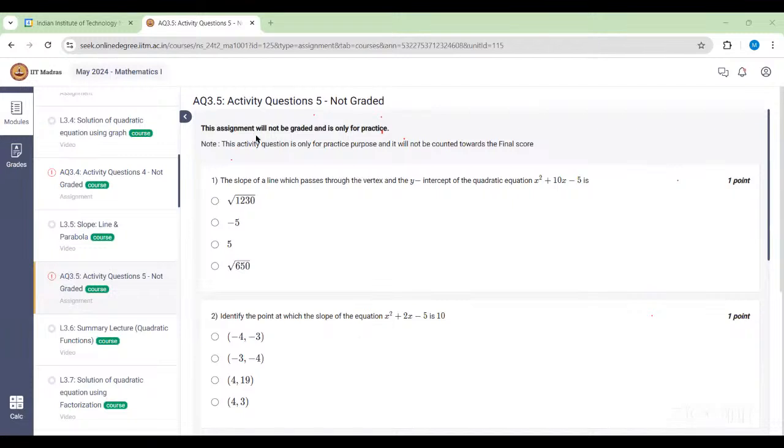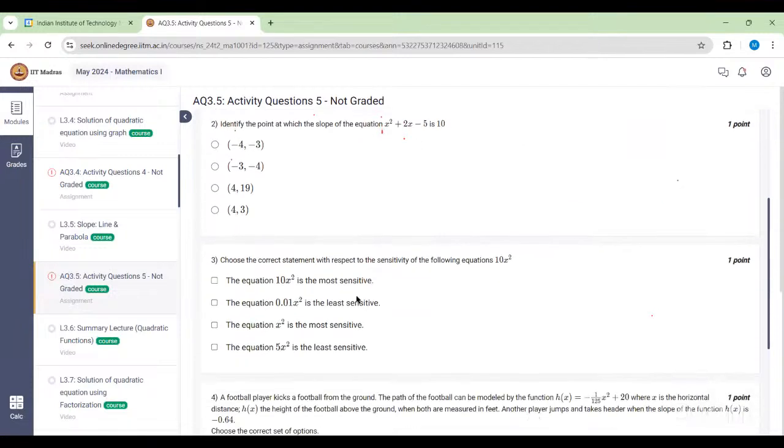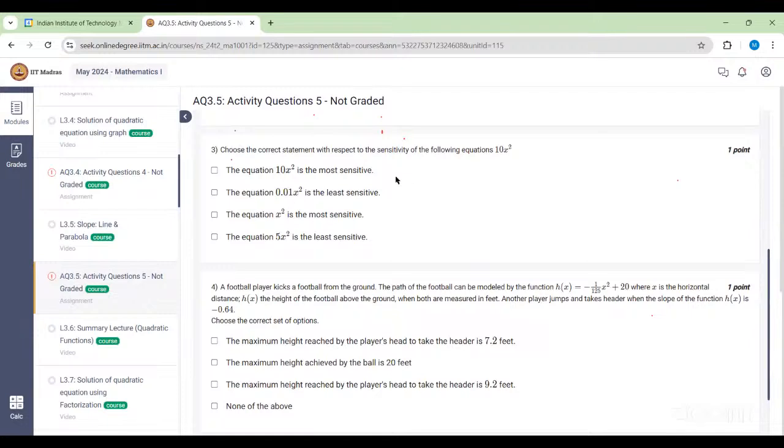Can you explain the third one? Yeah, sure. The third one says, choose the correct statement with respect to the sensitivity of the following equations. Is the sensitivity topic clear, ma'am? I can't get this topic, ma'am. Sensitivity, ma'am. Sensitivity means what? I also don't know. Okay, so sensitivity means how it grows.